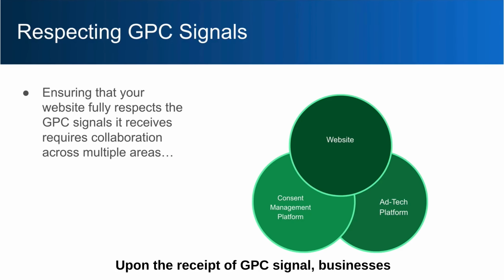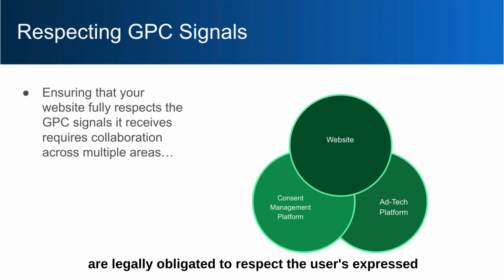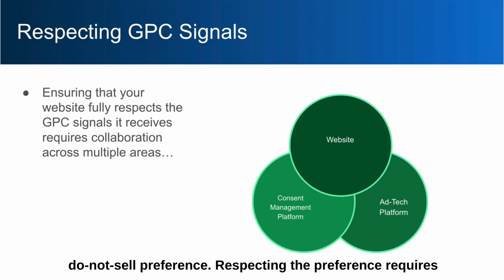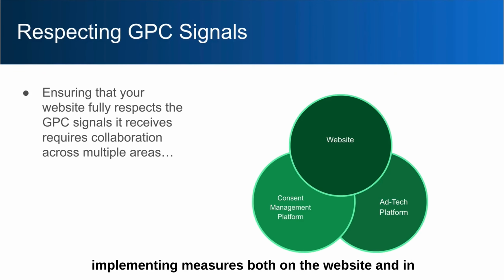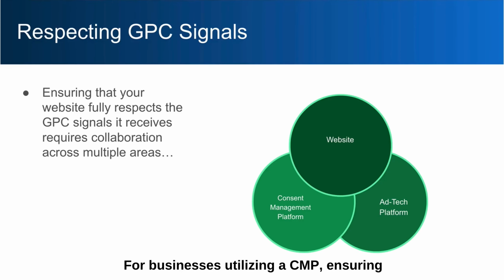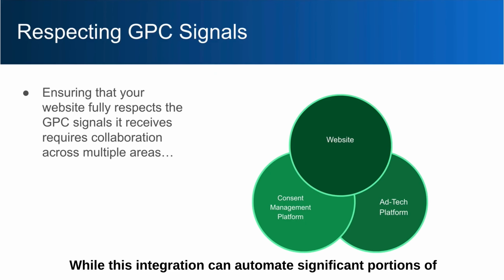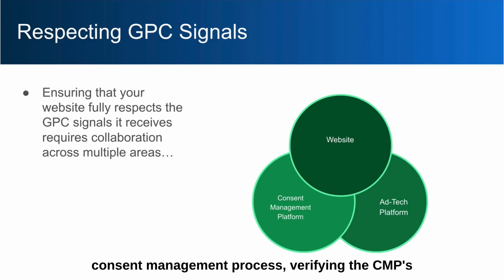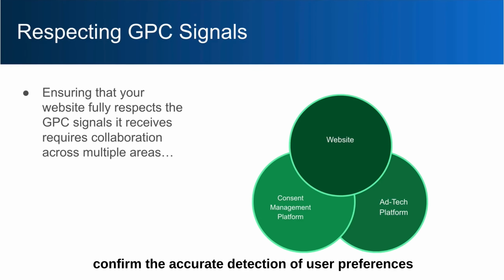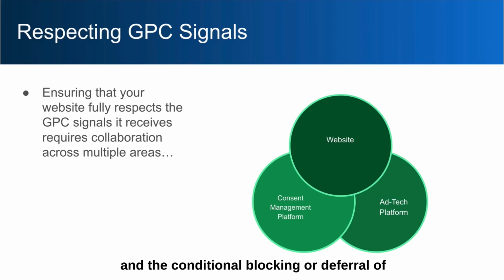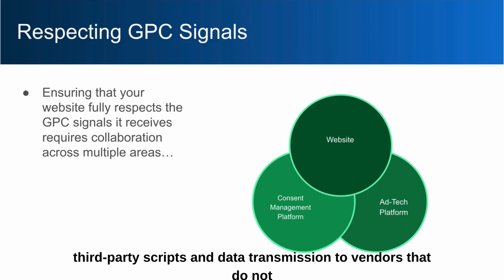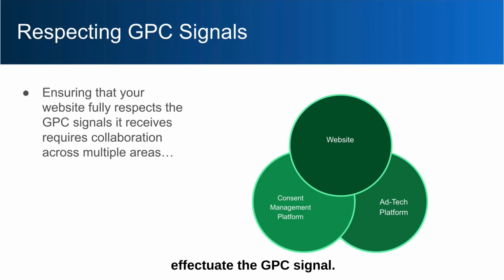Upon the receipt of a GPC signal, businesses are legally obligated to respect the user's express do not sell preference. Respecting the preference requires implementing measures both on the website and in interactions with advertising technology vendors. For businesses utilizing a CMP, ensuring that the CMP is configured to support the GPC is crucial. While this integration can automate significant portions of the consent management process, verifying the CMP setting is imperative. This verification should confirm the accurate detection of user preferences and the conditional blocking or deferral of third-party scripts and data transmission to vendors that do not effectuate the GPC signal.